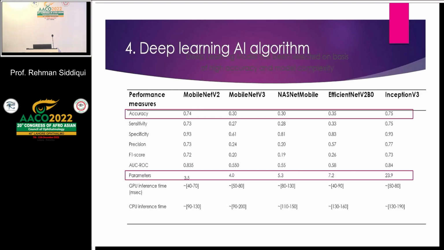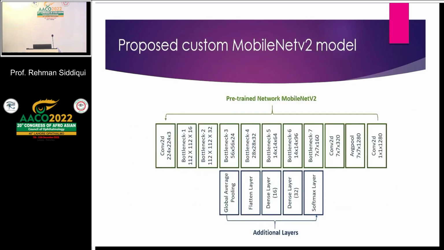Those 5 AI algorithms were MobileNet V2, MobileNet V3, ResNet Mobile, EfficientNet V2 B0, and Inception V3. Among all of them, after extensive experimentation and analysis, we found that MobileNet V2 was the most optimal model based on its accuracy. Accuracy-wise, its results were higher. And if we talk about the number of parameters, it was the most lightweight model among the 5 of them. So a custom MobileNet V2 model has been chosen for automated DR screening.